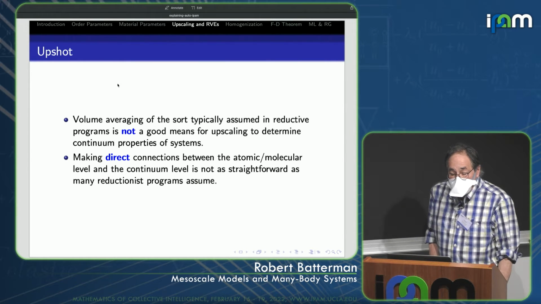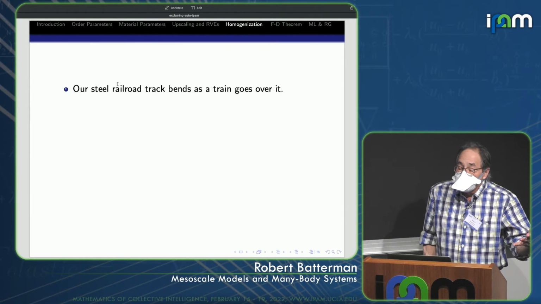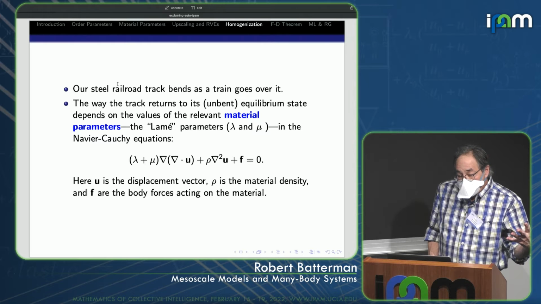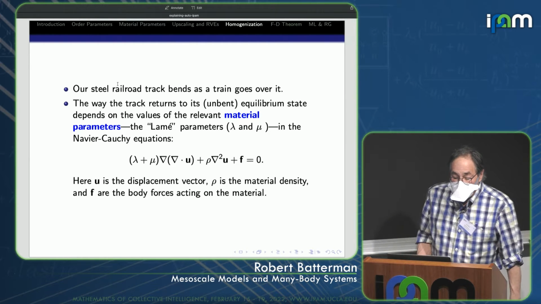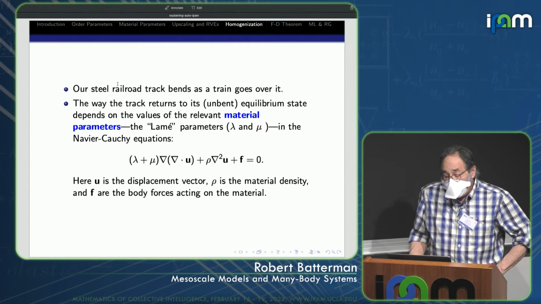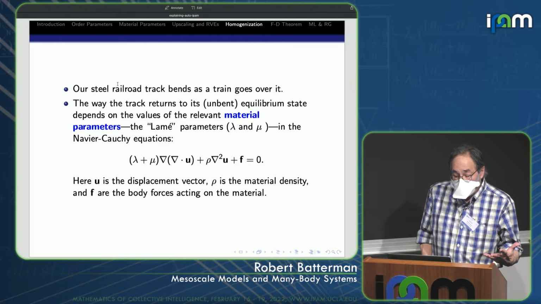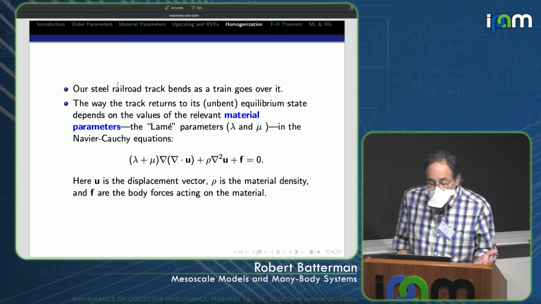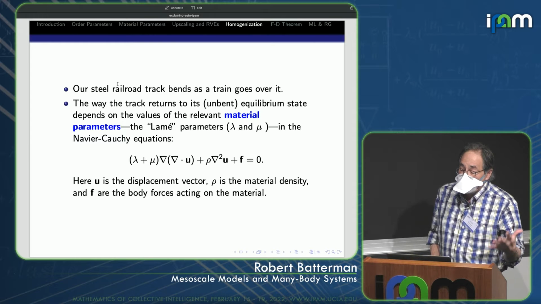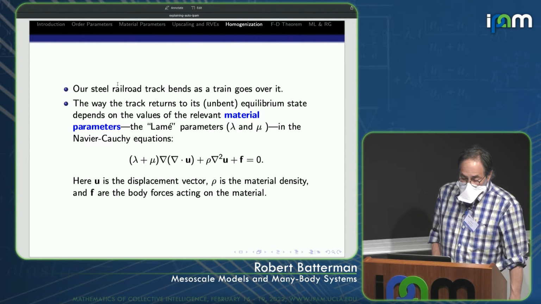Okay. So our steel railroad track bends as the train goes over it. The way the track returns to its unbent equilibrium state is going to depend upon the relevant material parameters, the Lamé parameters, lambda and mu, in these equations, the Navier-Stokes equations. So what we're interested in now is these material parameters, lambda and mu, which are analogous to the density and viscosity in the fluid situation.